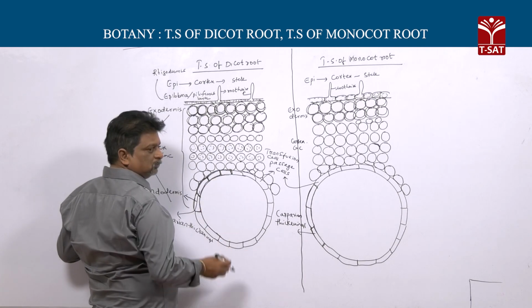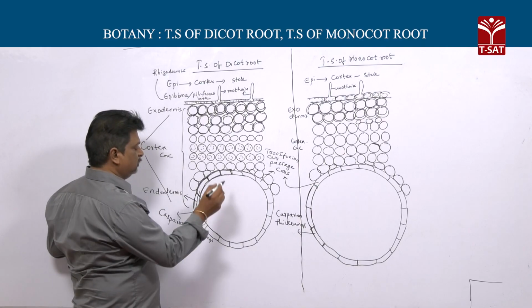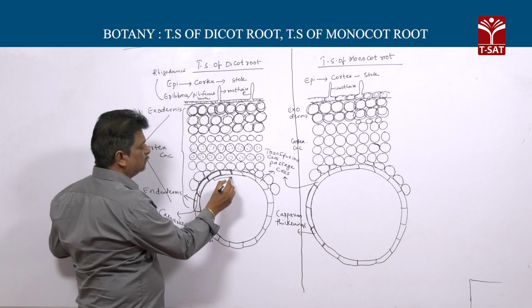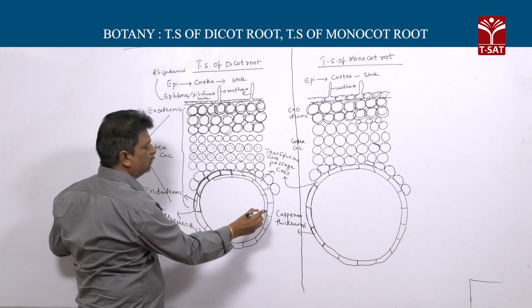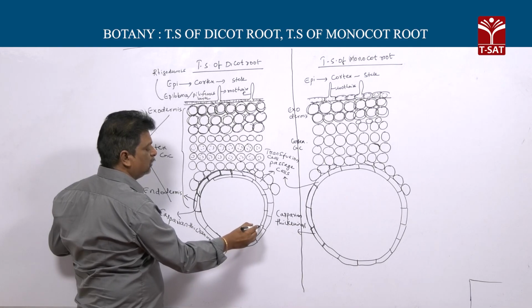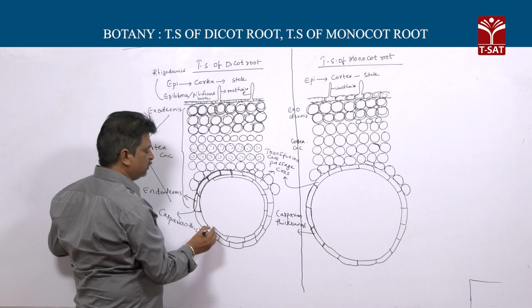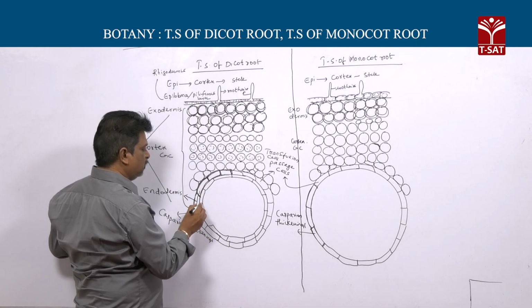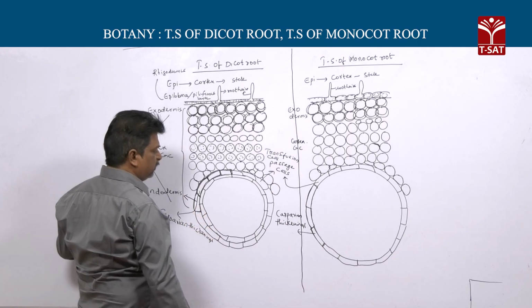Now, the next one is stele. Stele shows pericycle, medulla, then conjunctive tissue and vascular bundles. So, first one, pericycle.